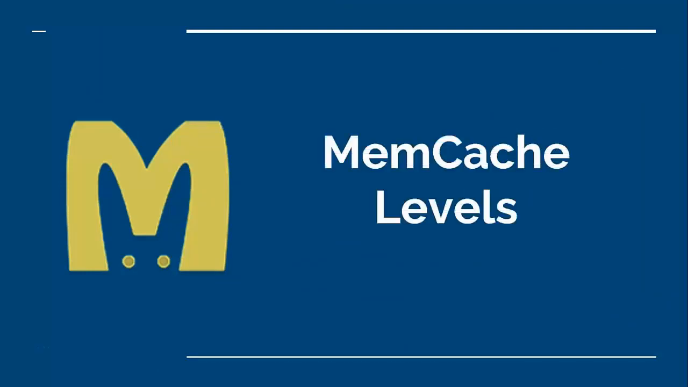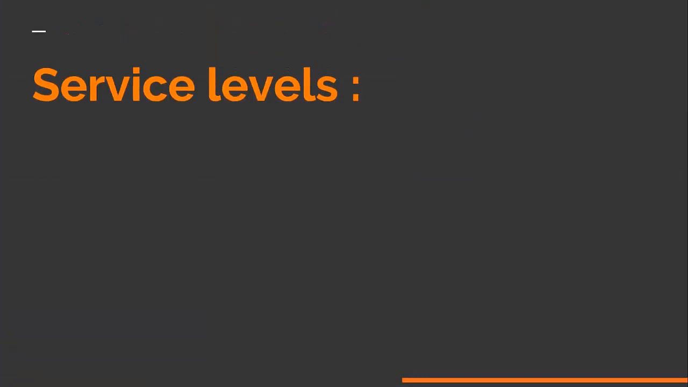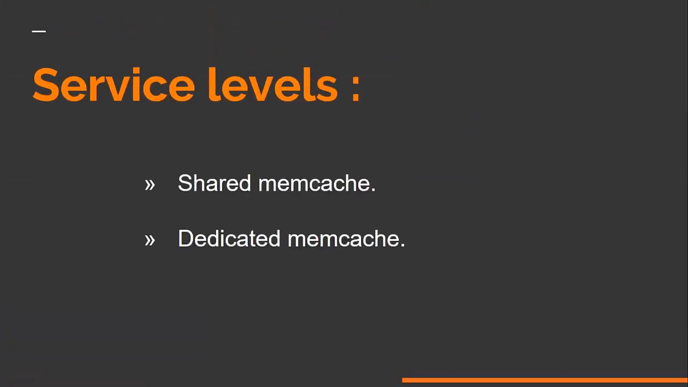So already in our previous video, we have discussed Memcache. And we know Memcache is generally used to speed up your common data store queries. So in this video, we are going to discuss the service levels we have in Memcache. App Engine supports two levels of Memcache service: shared Memcache or dedicated Memcache.